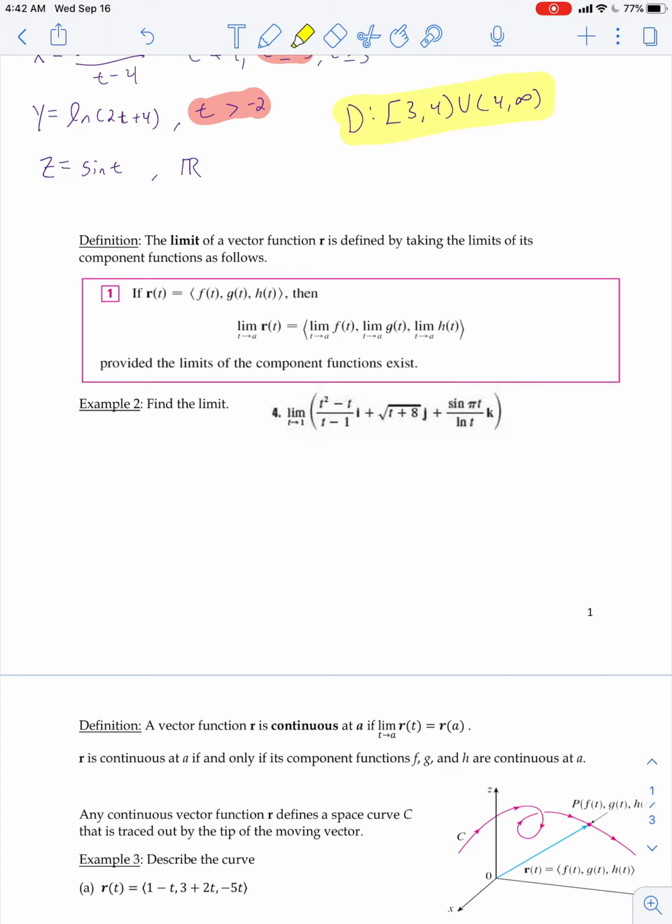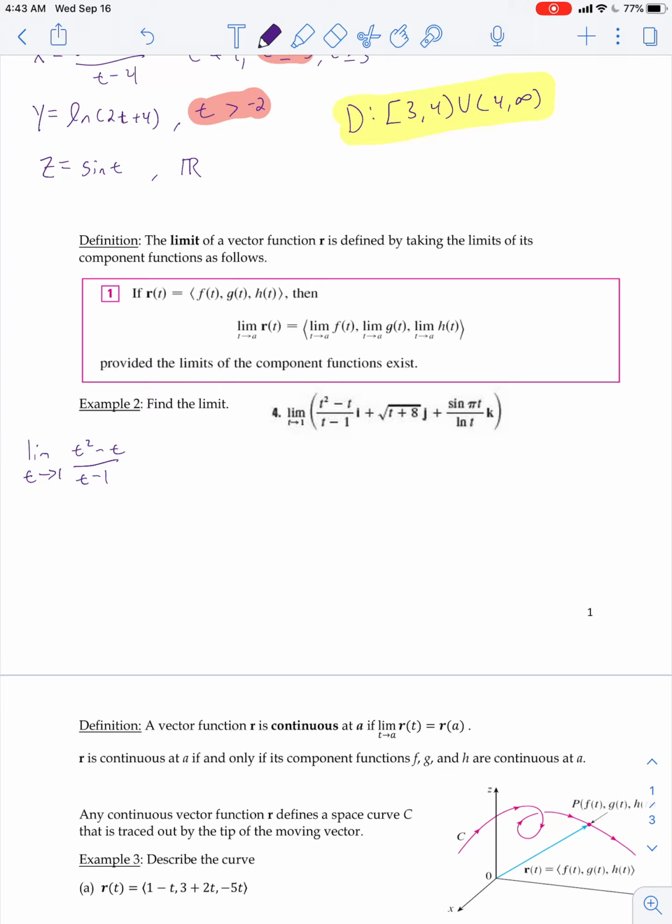Alright, so next, definition. The limit of a vector function r is defined by taking the limits of its component functions as follows. So just like the domain, if I want to take the limit of a vector function, I'm just going to take the limit of each component of my vector function. We're going to find the limit of the first component, second component, and then third component. So the limit as t goes to 1 of t squared minus t over t minus 1.